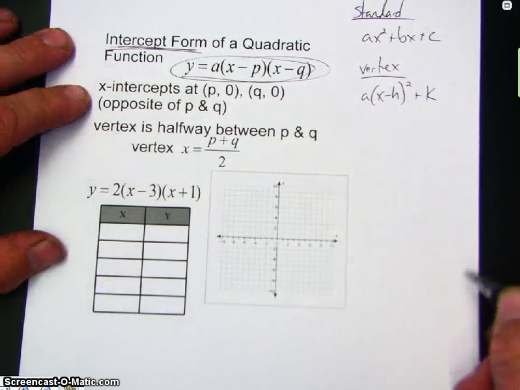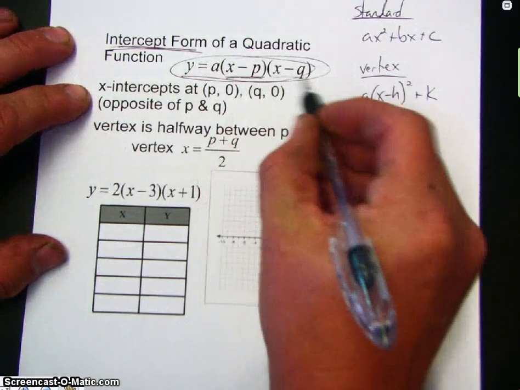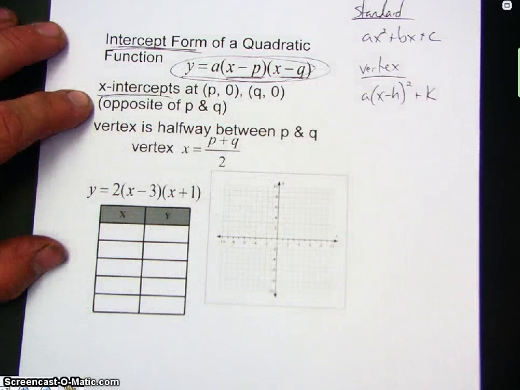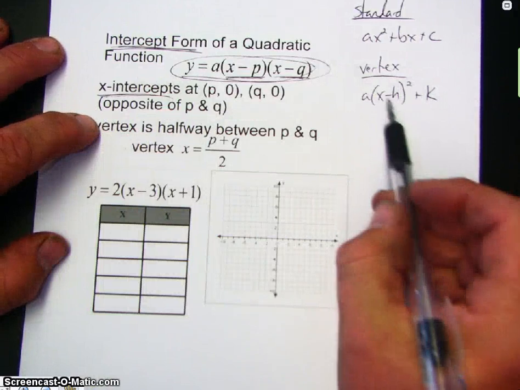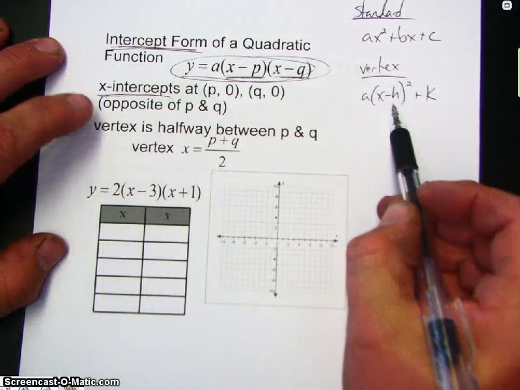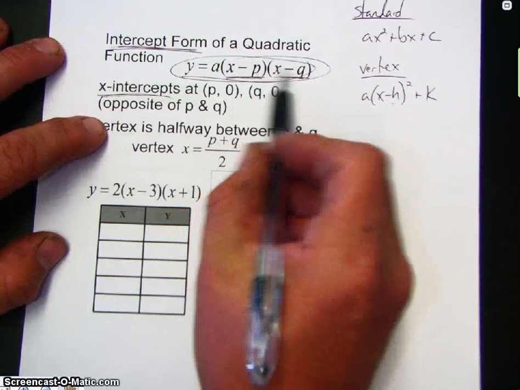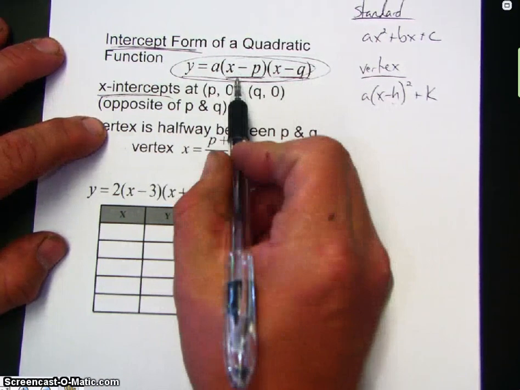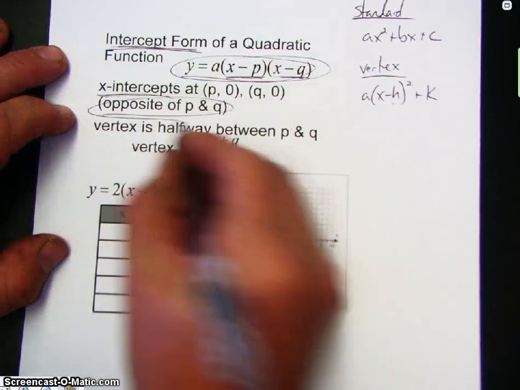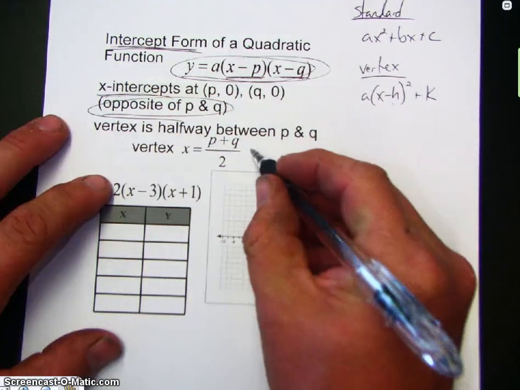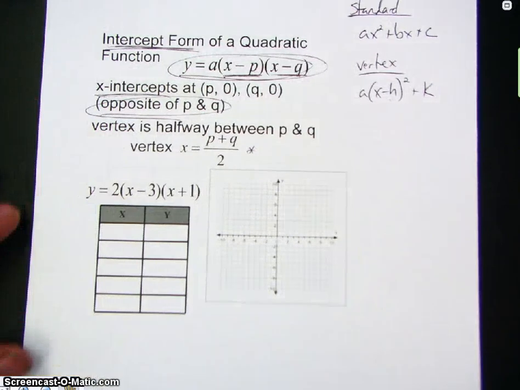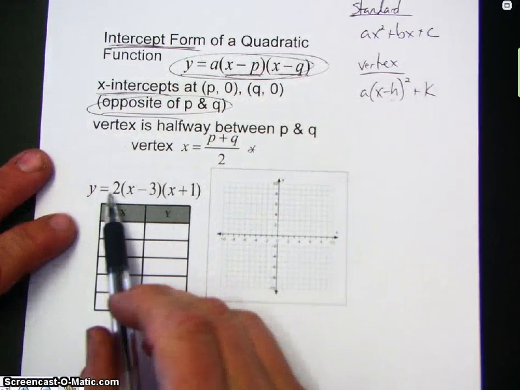Now, since I have these two factors, they're called x-intercepts, to tell me where it crosses the x-axis. And remember, just like in the vertex form, wherever h is, we always took the opposite. Same thing in here. Where these values are, we'll take the opposites. We'll get to that part in a second. So first of all, let's look at this equation.